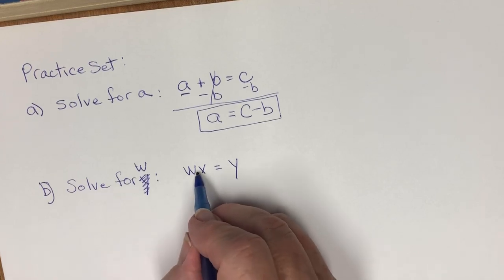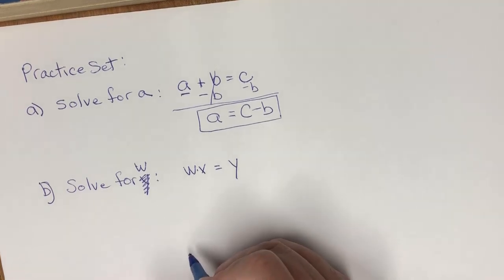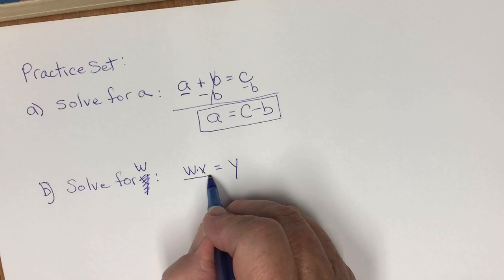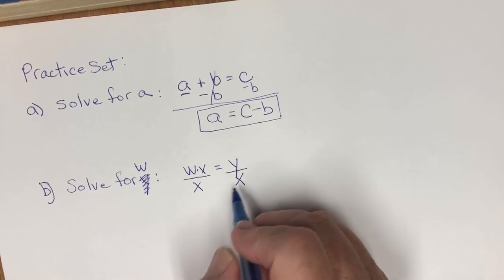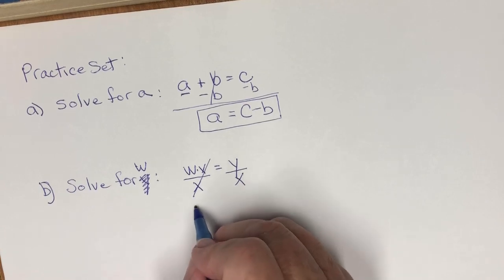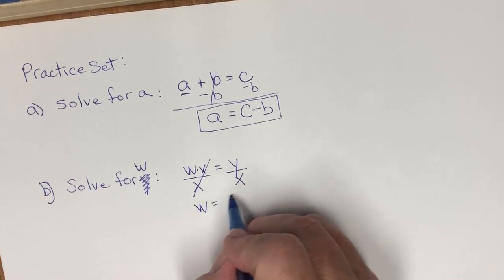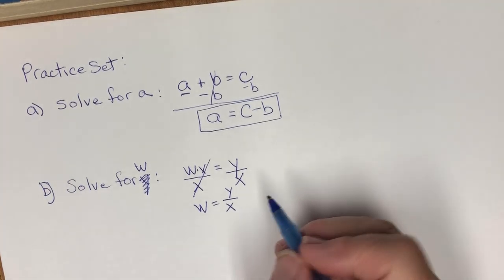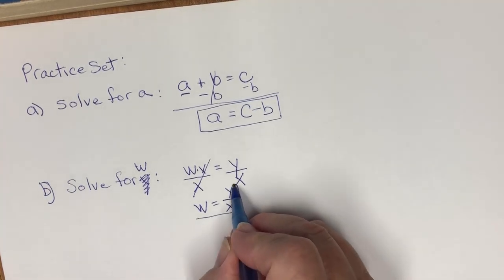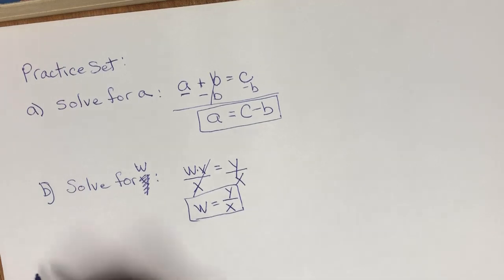So here we have W times X. So we're going to divide this side by X and divide this side by X. The X's cancel. So we have left W equals Y divided by X. Now we can't reduce it down any less than that. That's just going to be the answer. So you've got it solved.